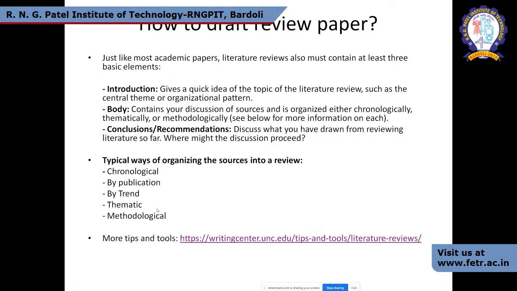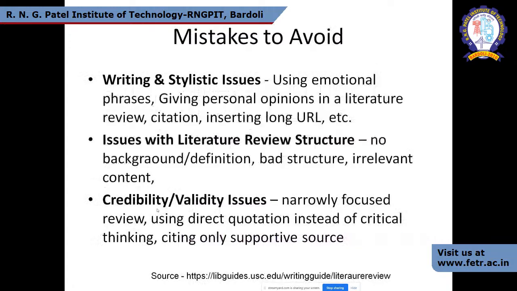And the conclusion discusses what we have drawn from this literature so far. Some mistakes we have to avoid while writing the literature review, like writing and stylistic issues. We should not use emotional phrases. We should use whatever is the actual finding we have seen in the papers, and we should not write that as far as our concern, this is good or this is bad. Saying this is a perfect technique, or an outstanding or efficient technique, without any references or proof, we should not make such statements. Giving personal opinions in a literature review, we should avoid it.